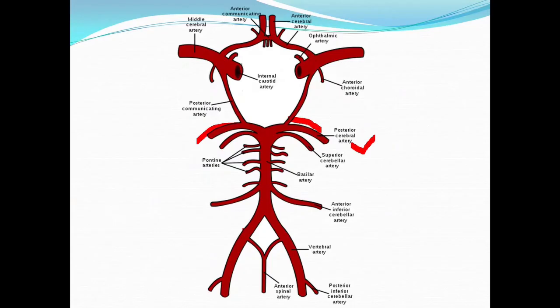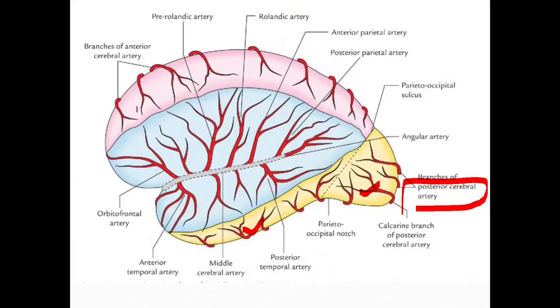Try to see here: the internal carotid artery gives off two branches, the middle cerebral artery and the anterior cerebral artery. The two anterior cerebral arteries are interconnected by the anterior communicating artery. So this anterior cerebral artery supplies the margins of the superolateral and the superomedial borders. They are supplied by the anterior cerebral artery.